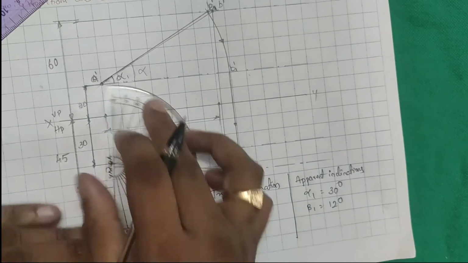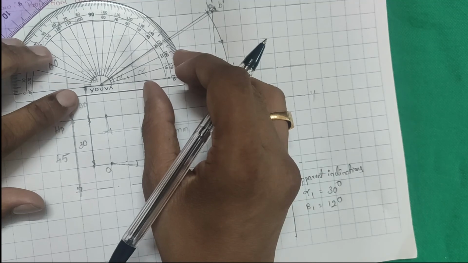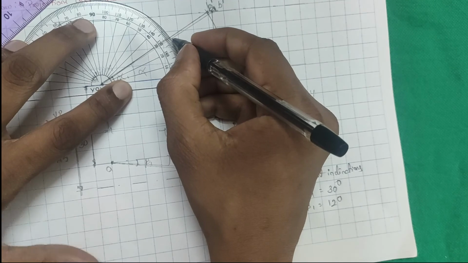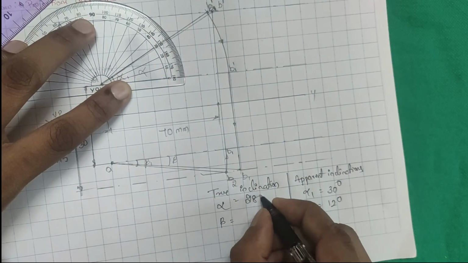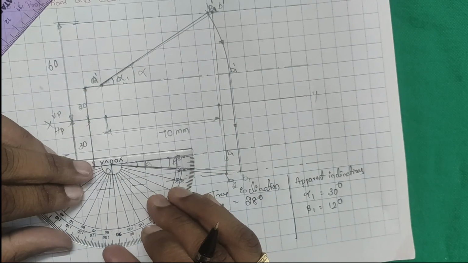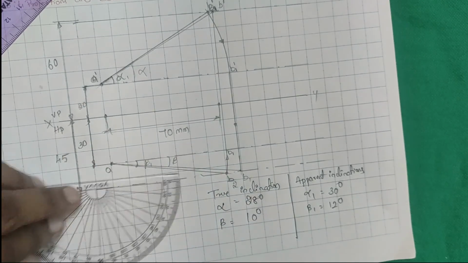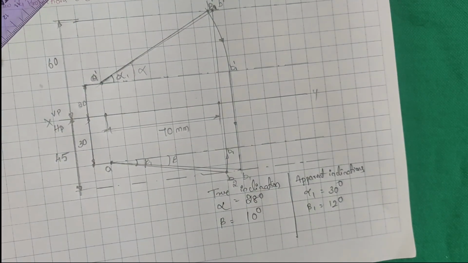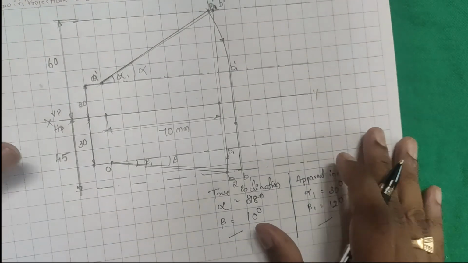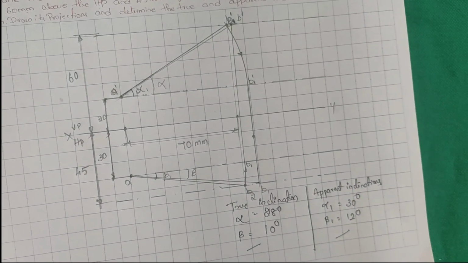First we shall find out alpha. You'll get 28 degrees, and here you get 10 degrees. So these are the things you wanted to find out: the true inclination and the apparent inclination. This completes the second problem in line. Thank you.